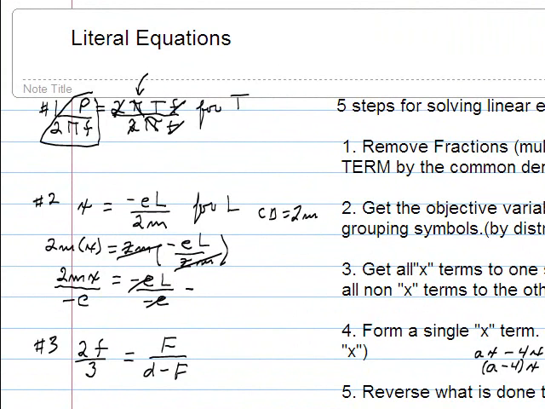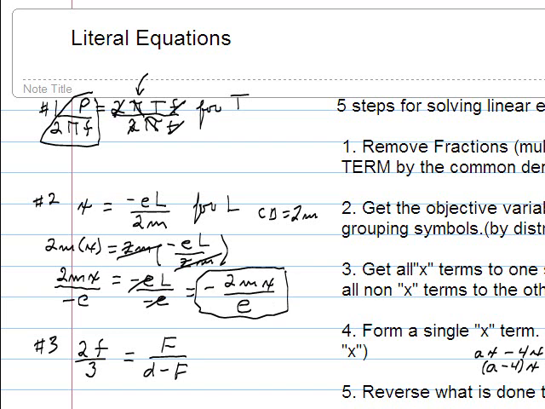And I get L is equal to 2mx over negative E. Now, it's not considered elegant to leave a negative on the bottom. You can either put it in front, like this, negative 2mx over E, or you could put it on the top, negative 2mx over E. And that's your final answer.